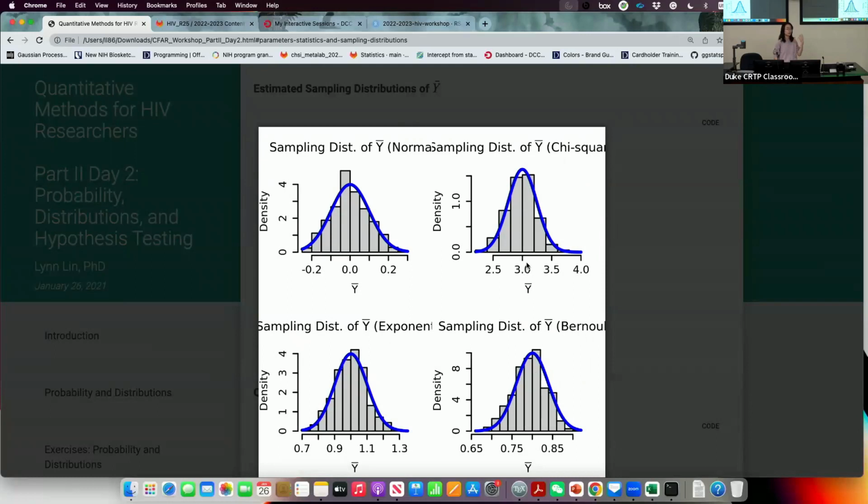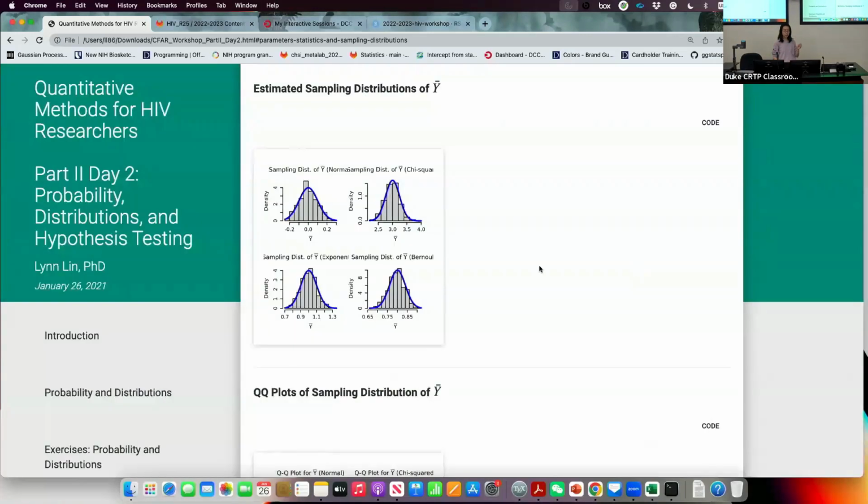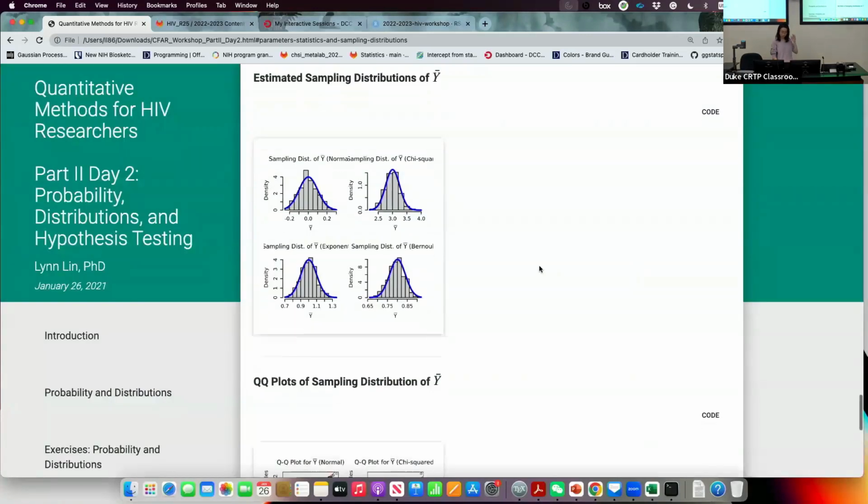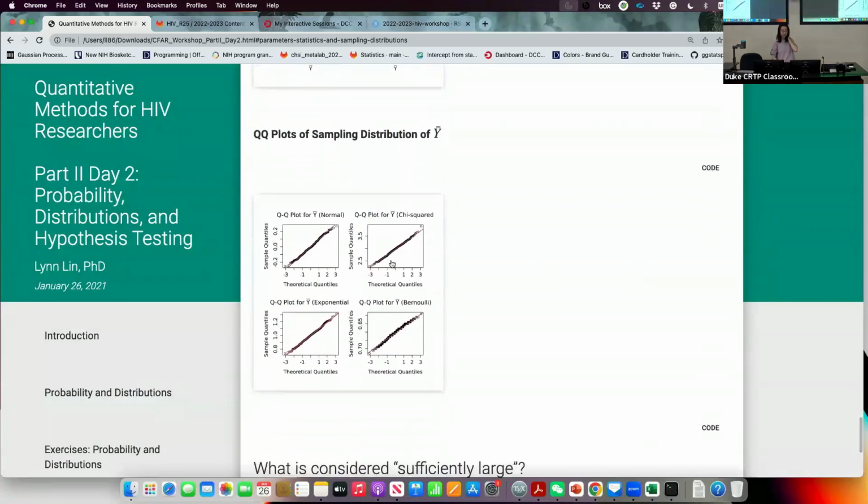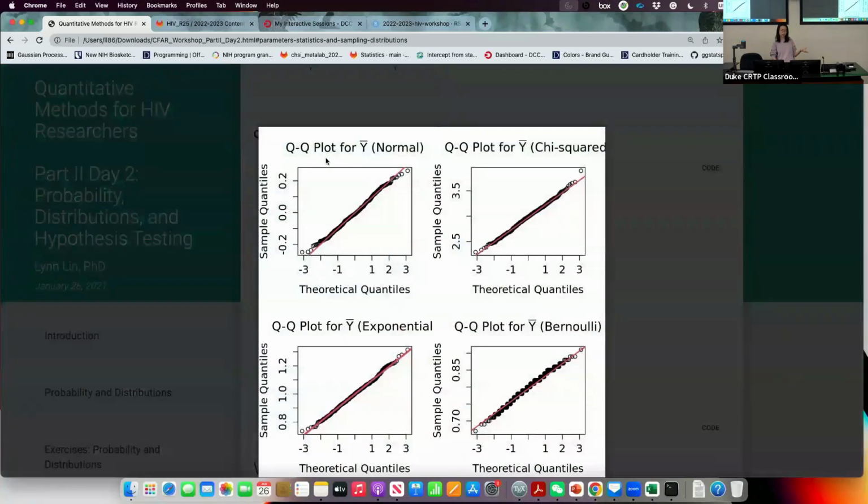So this is what this theorem says. Whenever you have a sample, it doesn't matter where the sample is drawn from, the sample mean is always approximately normally distributed. And again, you can use this QQ plot to verify the sampling distribution is always approximately normally distributed, no matter where the original distribution of y is from.